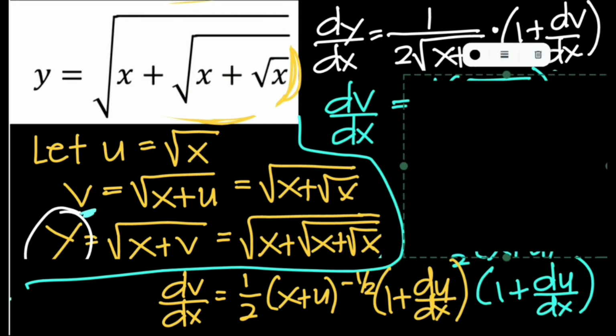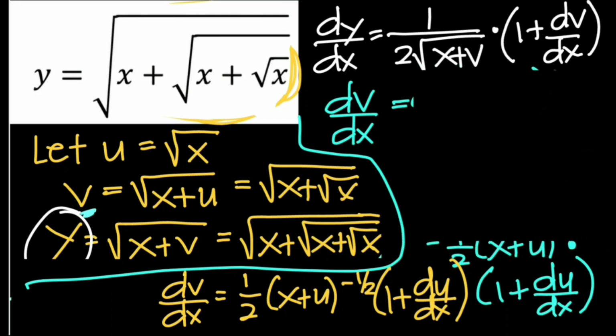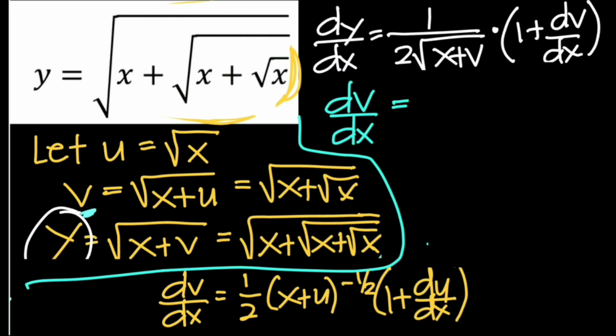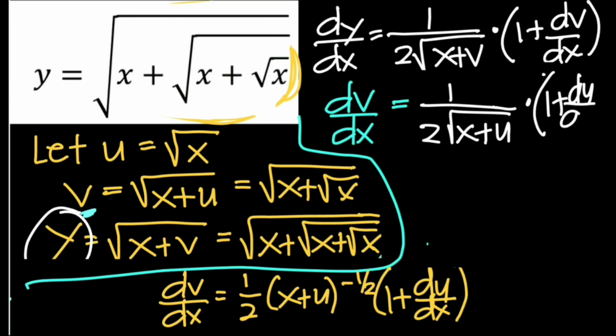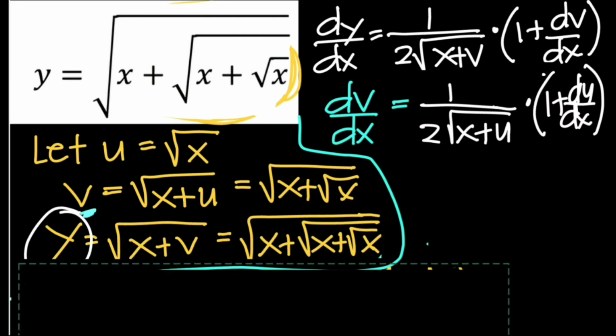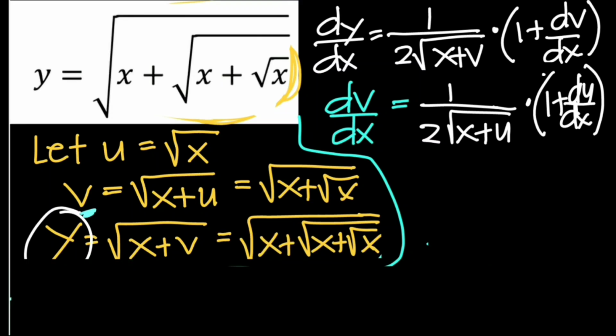Therefore, dv over dx can be written as 1 over 2 times the square root of x plus u, times 1 plus du over dx. Alright, we've already derived the functions y and v, and now the last function that we're going to derive is u, which is equal to the square root of x.